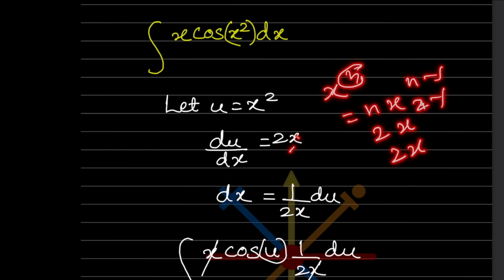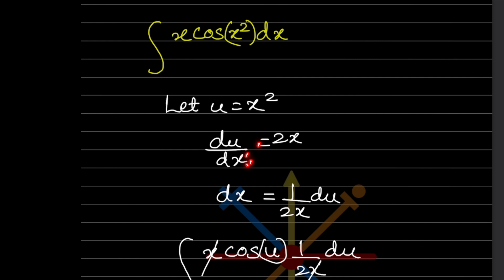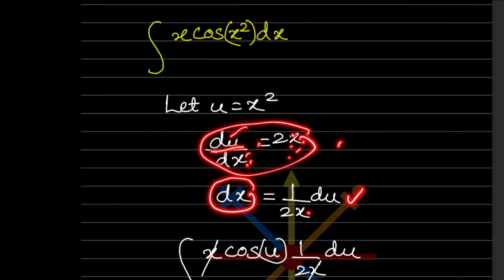So this is 2x. So now from this one, if we rearrange this, dx value is going to be 1 by 2x du. When you rearrange this one, you can rearrange and see.